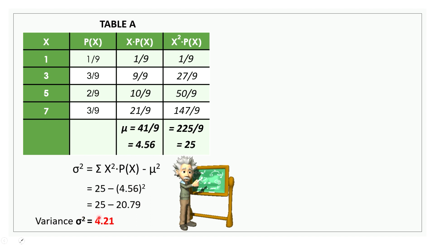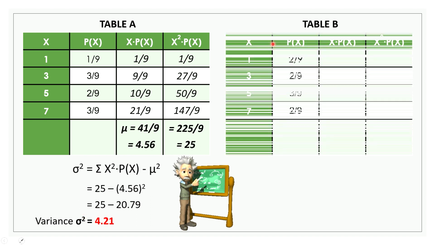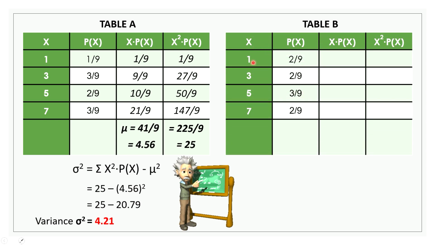So, next, table B. So, ito na yung value ng ating mga x, and then yung value ng ating p of x. So, upon using this formula, makukuha natin yung ating missing value dito sa column na to. And then, upon using also this formula, makukuha natin yung value ng x squared multiplied by p of x dito sa column na to. Okay.